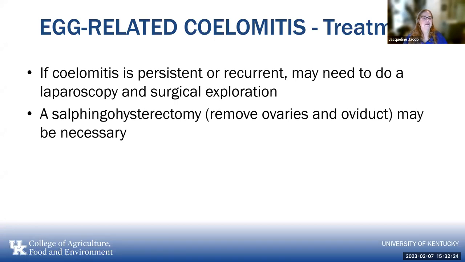So as I said, you may need to check, a laparoscopy, looking at fluids inside, surgical exploration. And if surgery is required, a salpingohysterectomy is required. So you have to remove both the ovaries and the oviduct. The ovaries would be the hysterectomy part and the oviduct, which is the salpingo part. So basically it's a total hysterectomy with ovaries and oviducts removed. Again, you'd only want to do it for a pet bird because it's not very cost effective for a production bird.